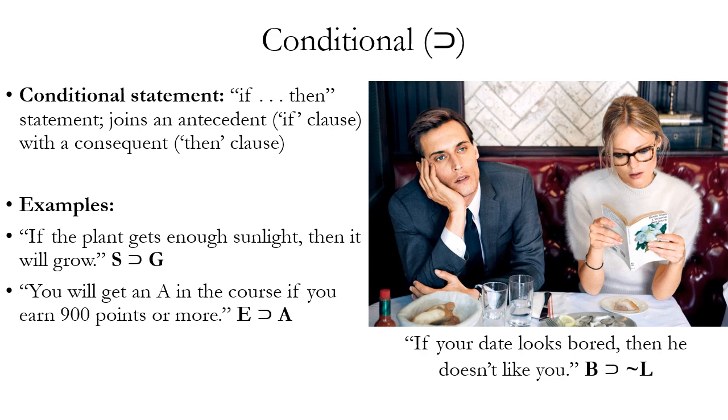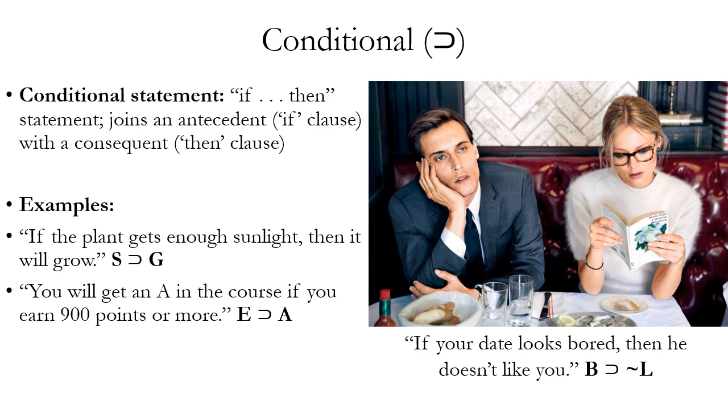the capital letter E. The first statement that appears in the sentence is you will get an A in the course, and that's being translated by the capital letter A. However, even though the A occurs first in the English sentence, the logical idea has to be predominant in our translation. So we look at the if clause, if you earn 900 points, and we realize the E has to go before the horseshoe because it is the antecedent.